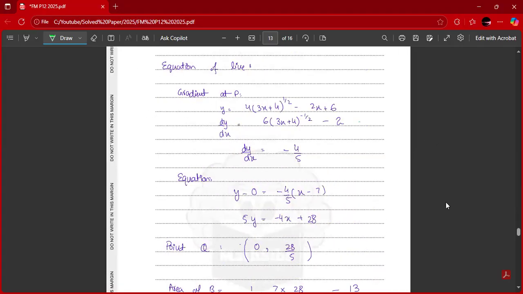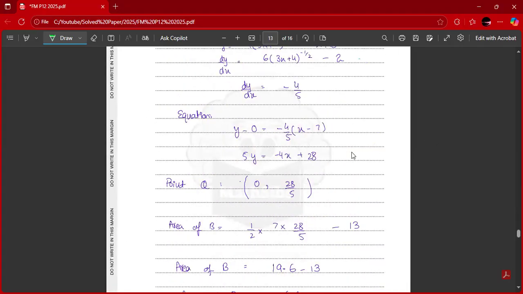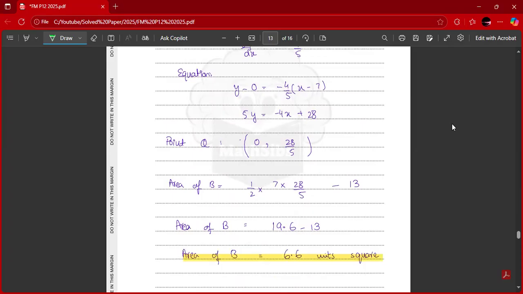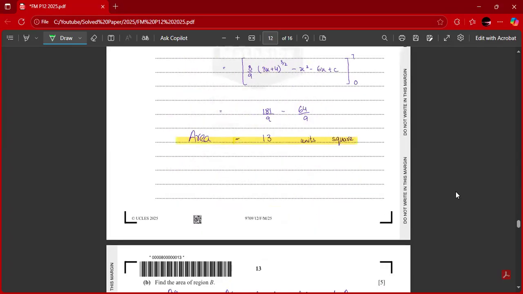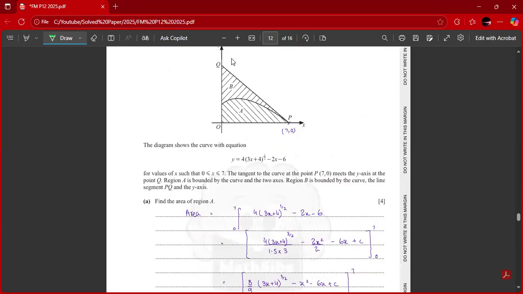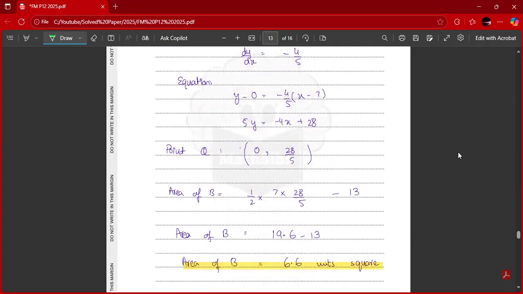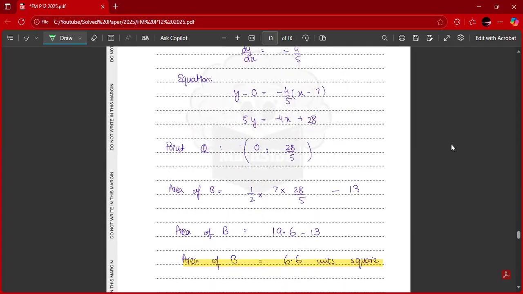Now at point Q, which is lying on the x-axis, our y value should be 0, meaning that x equals 28/5 is my value of Q. The area of B would be 1/2 base times height, where the base is 7 and the height will be 28/5. Keeping that in mind, solving the simplification, we get the area as 6.6 units square. That's it. Area of B is done.